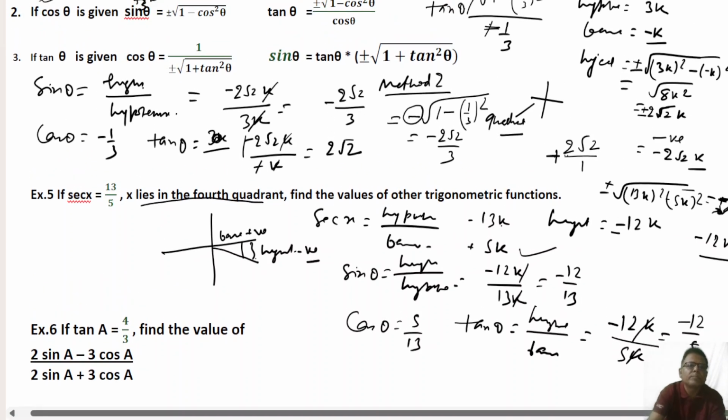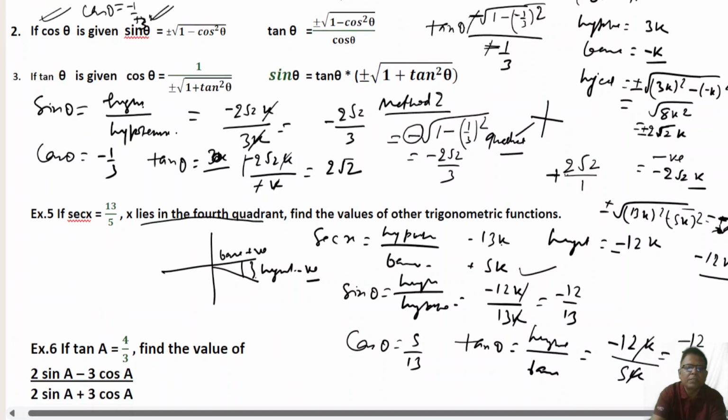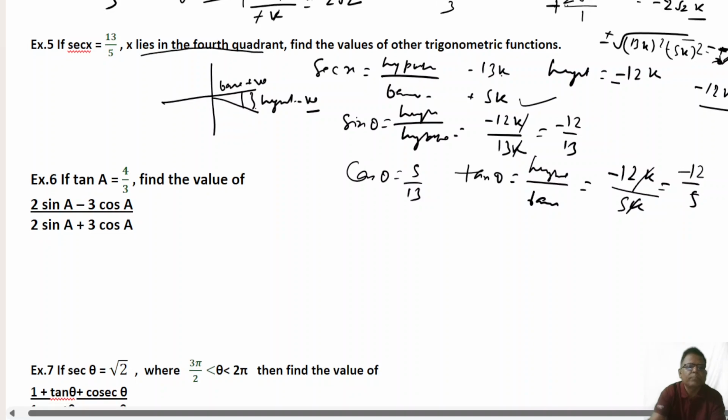This formula, this three formula you remember, and you can utilize that. That is not an issue. So here now we have come to question number 6, 10a. Here it is not given in which quadrant A is lying.